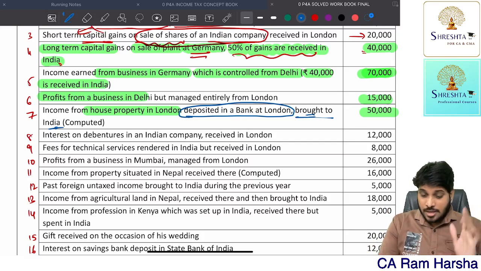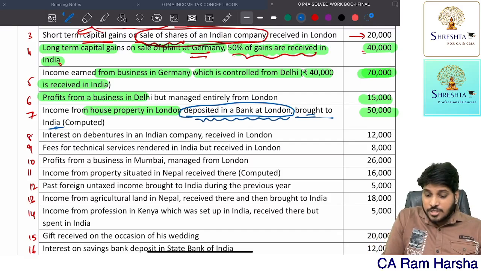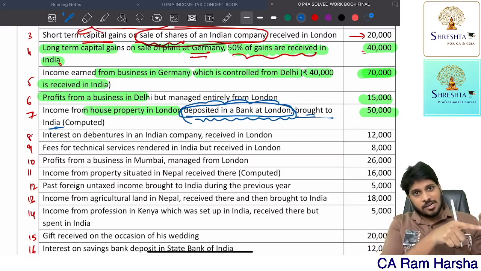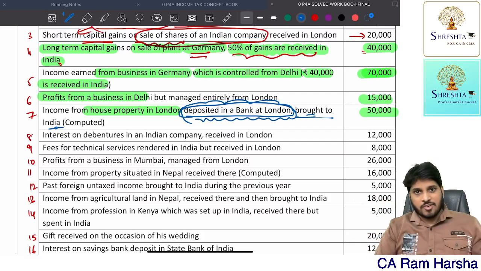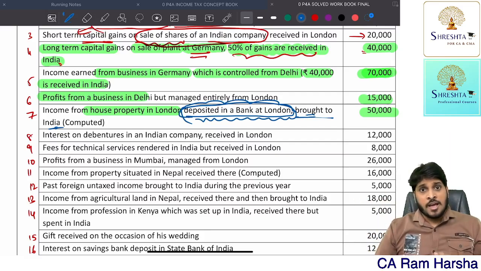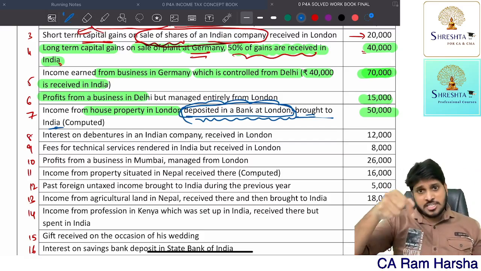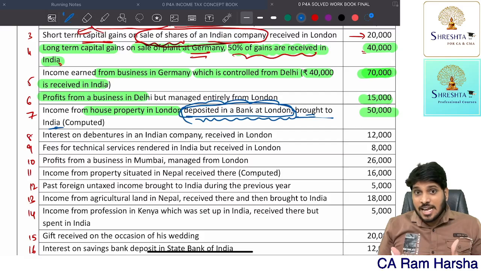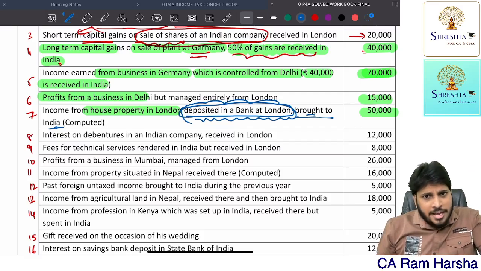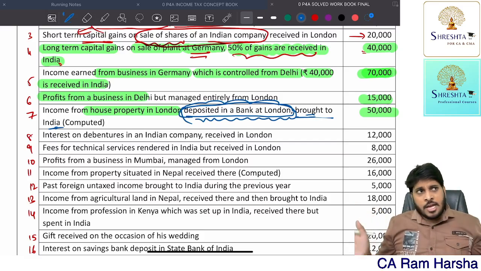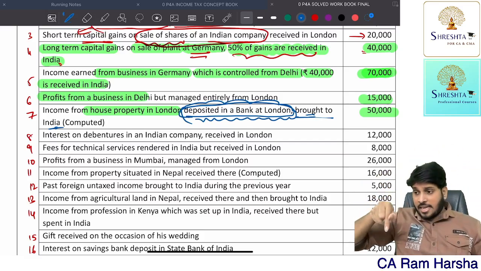No. Remember, the tenant deposited in your bank account which is there in London. You are having a bank account in London, some particular bank. Inside, the tenant deposited money. Where is it received? In London only. Now you may say, sir, it is brought to India. No, it is not received in India. I am just transferring from my bank account in London to my bank account in India. It's a transfer. That's it. It is not received. Did he deposit directly to my bank account situated in India?